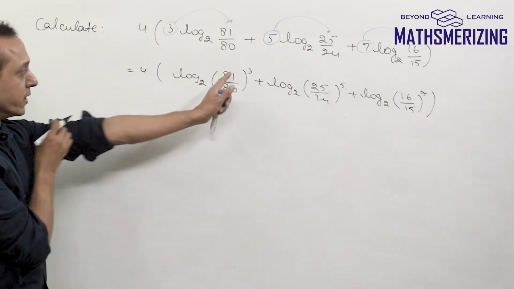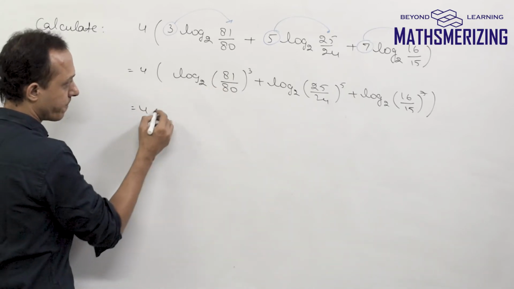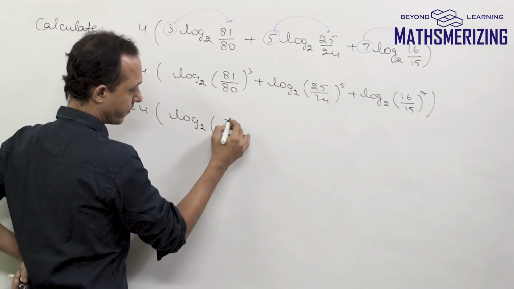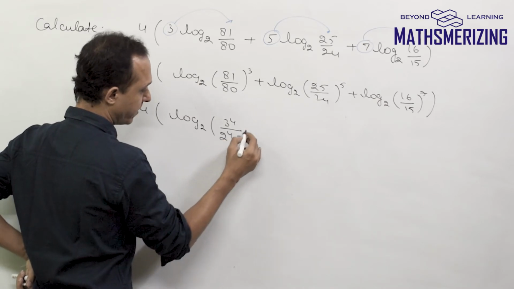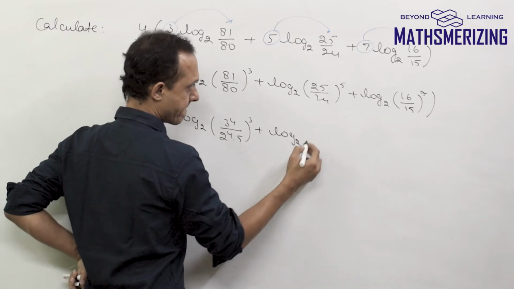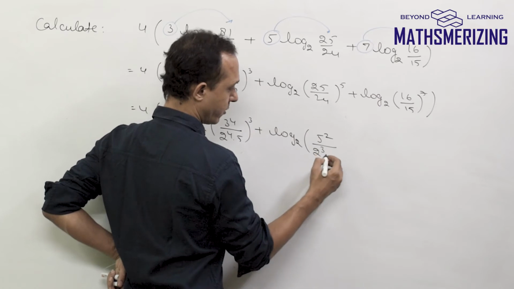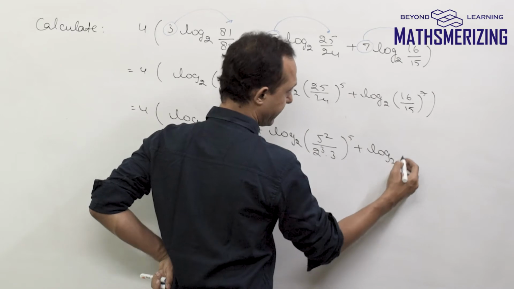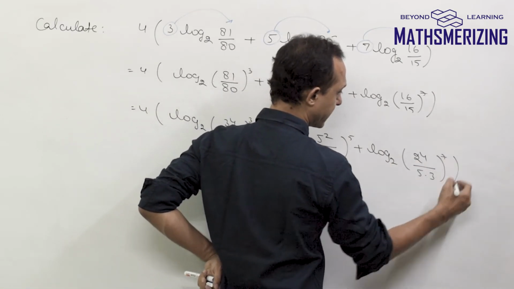And what I'll also do is express each number as powers of prime. So I can write it as 4, and this is log 2, and this is 3 to the power 4 over 2 to the power 4 into 5, 5 square over 2 cube into 3, and then this is 2 to the power 4 over 5 into 3 to the power 7.